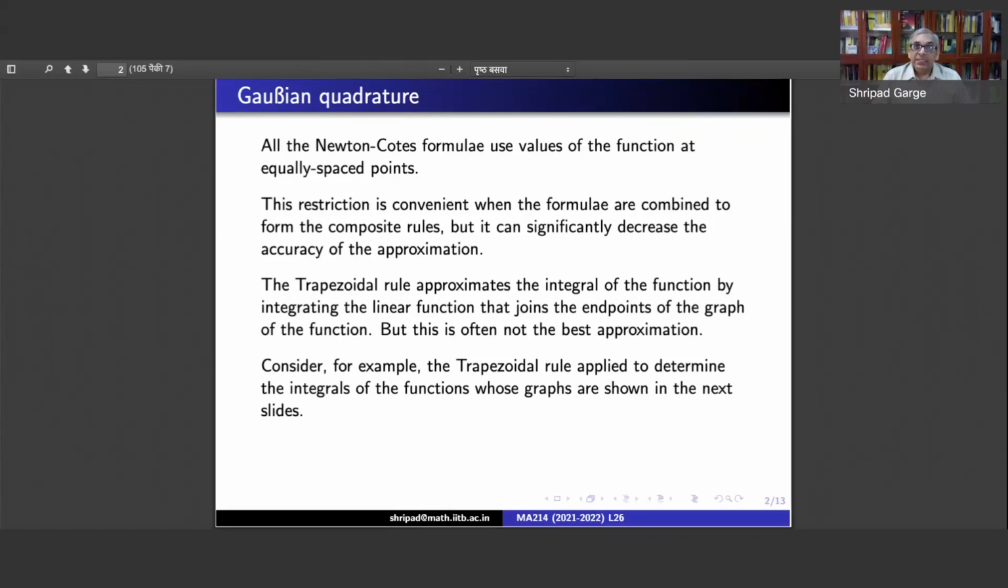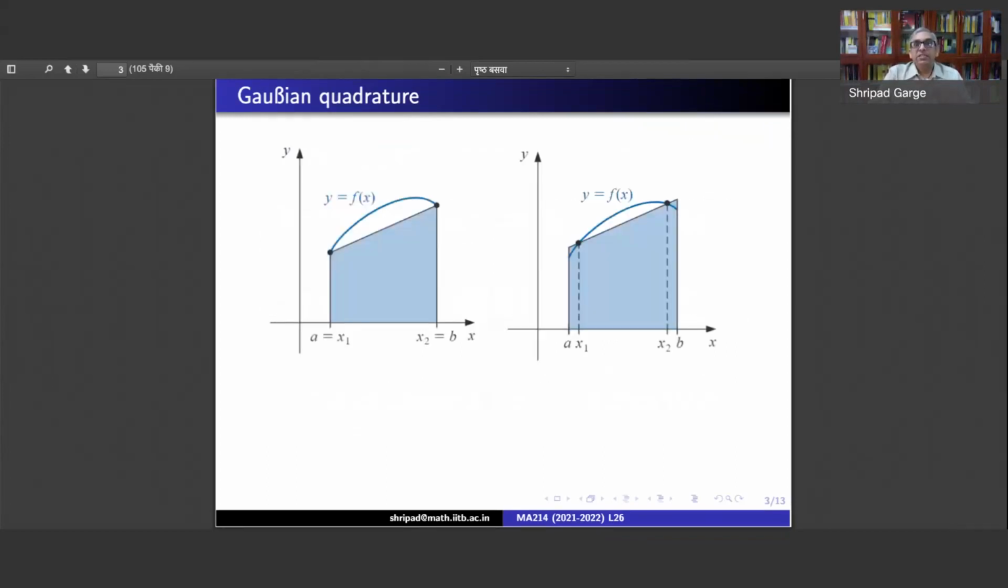For example, in the next slides, we are going to show you some instances where the function values are not approximated in a nice way by the trapezoidal rule, if you are taking the endpoints as the nodes. We will also see in each case that if you change the points slightly, then you are likely to get a better approximation. For instance, here we see that the graph of the function is above the line joining the endpoints, and therefore you are missing out on a chunk of the integration.